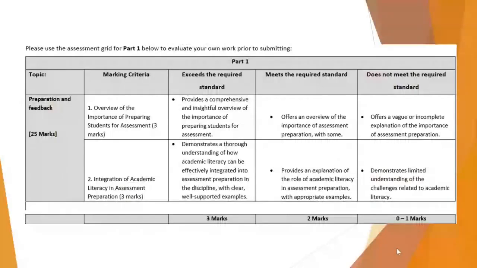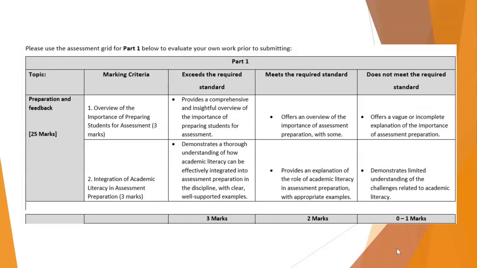So first one, preparation and feedback. Overview of the importance of preparing students for assessments. And you can see this is for 3 marks. So you're not meant to try and fit 2 paragraphs into that block in the table. I mean, it's for 3 marks. You are just required to demonstrate a comprehensive understanding of the importance of preparing students for assessment.